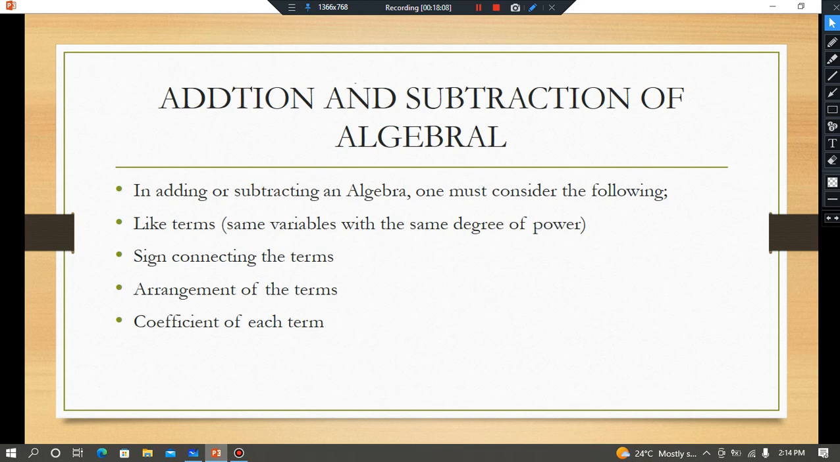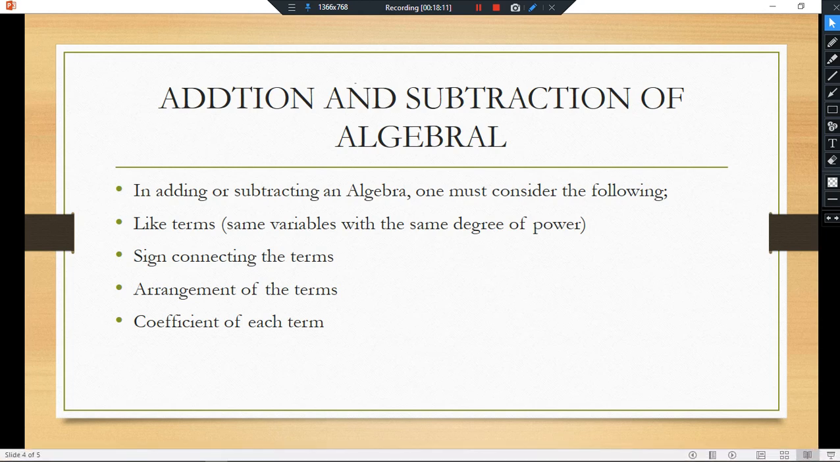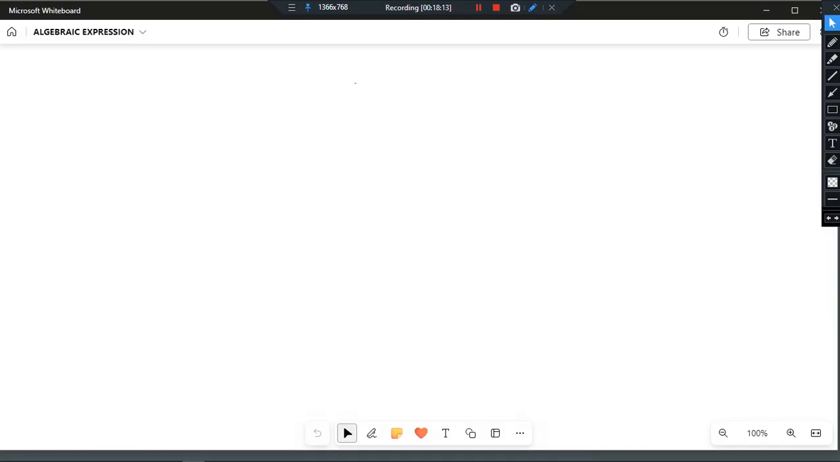For example, if I have this expression, let's say 2x plus 3y minus x minus 2y. I am asked to simplify this. Alright, so the first thing I have to consider is what?